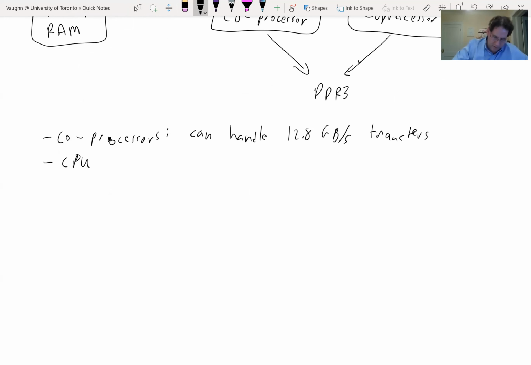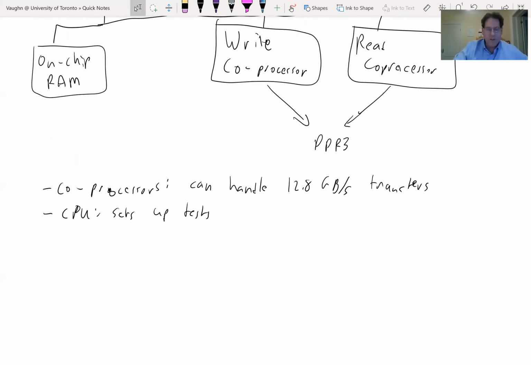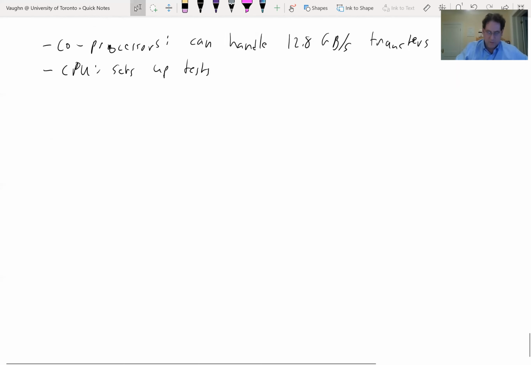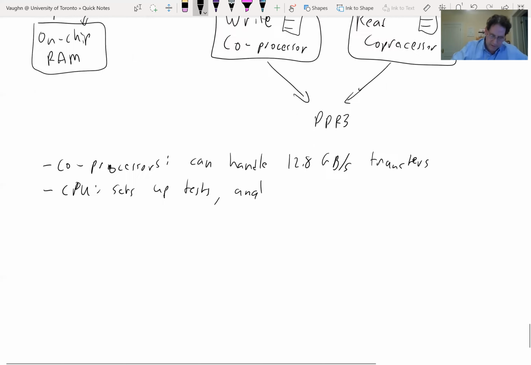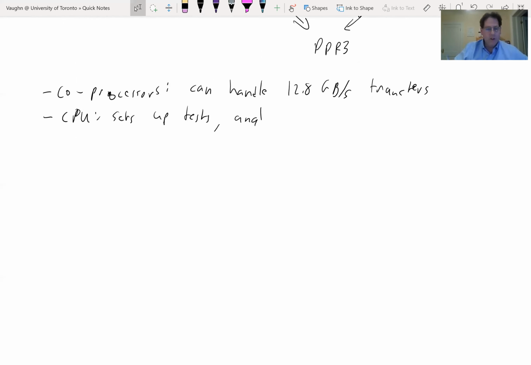But what the CPU does is it can set up the tests. So it writes to some registers that are inside. There are little memory mapped registers inside of these coprocessors. The microprocessor writes to them to send them commands, and it reads from them to see what happened. Okay, so the CPU can set up tests. It can look at the data. The data comes back and can get put into this on-chip RAM. And now the processor can relatively slowly look at what happened and decide what to try next.